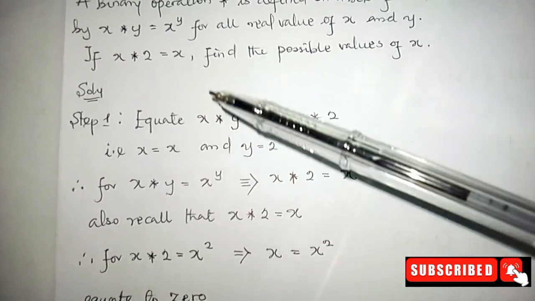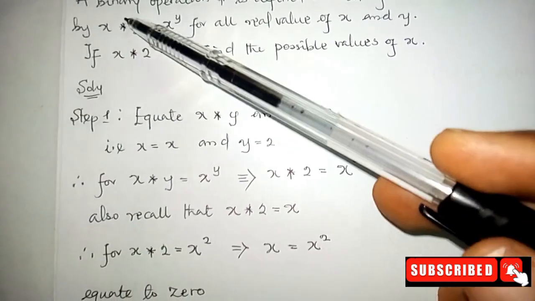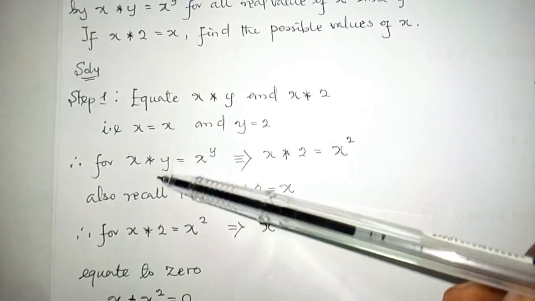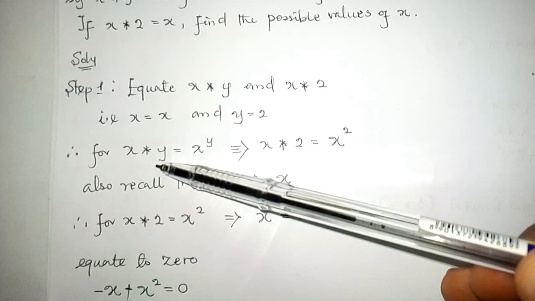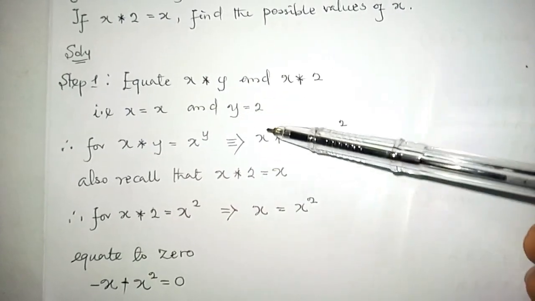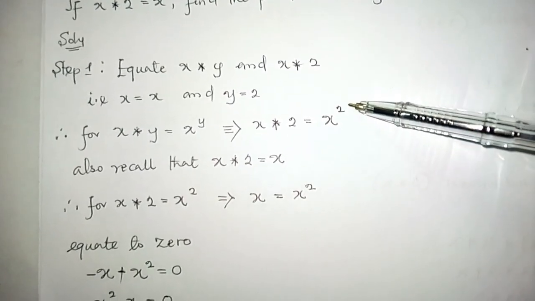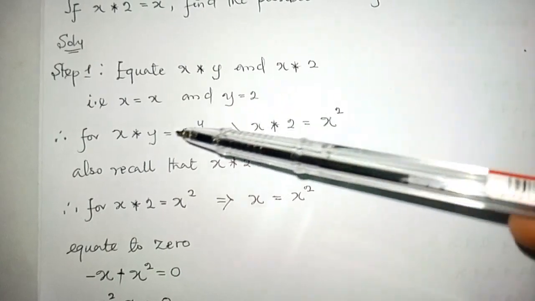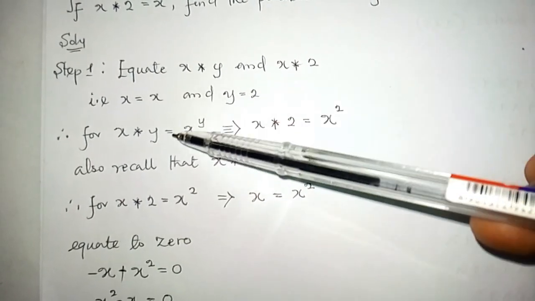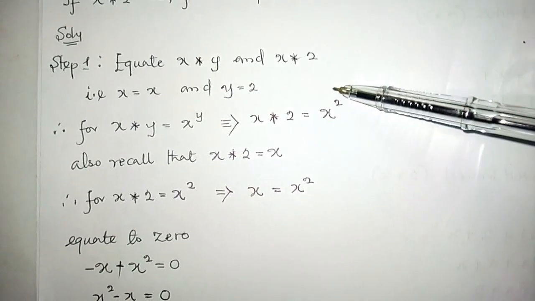First of all, we equate the value of x asterisk y to x asterisk 2. That is, x will be equal to x and y will be equal to 2. So when we do that for x asterisk y equals x raised to power y, we have x asterisk 2 equals x raised to power 2. That is, wherever we see y, we impute 2. That's what we got here.